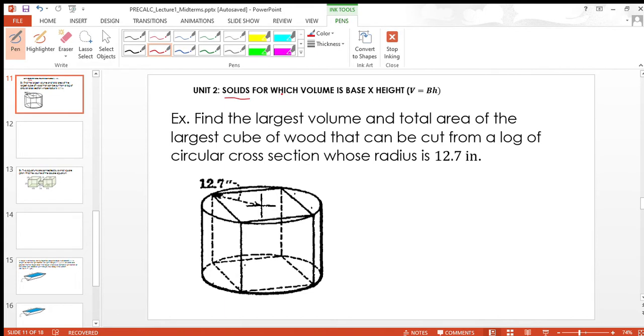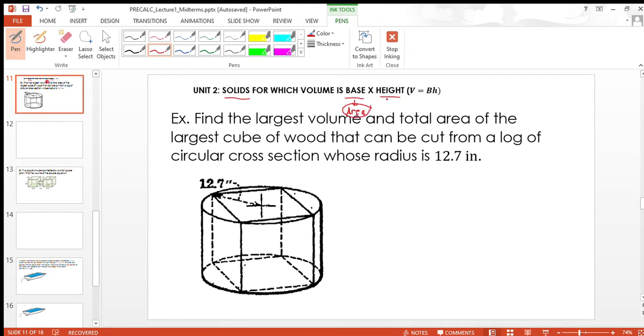And why did we discuss Unit 1? Because we will now be using those formulas as we consider volumes. And particularly for Unit 2, we will be having solids wherein the volume is just equivalent to base times height. So when we talk about the base, this is now referring to the area of the base. Okay?